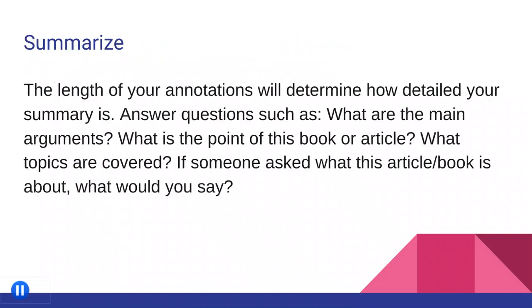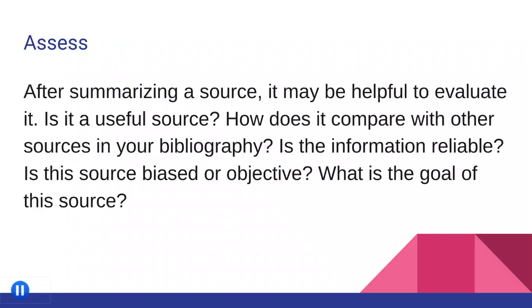So the first one, summarize. The length of your annotations will determine how detailed your summary is. Of course, it's 150 words. So you're going to answer questions such as, what are the main arguments? What is the point of this book or article? What topics are covered? And if someone asks you what this article or book is about, what would you say? Again, keep this in your own words. Okay, that's really important here. Summarize in your own words. And if you focus on these questions that are posed here, you'll be in really good shape in terms of the summary.